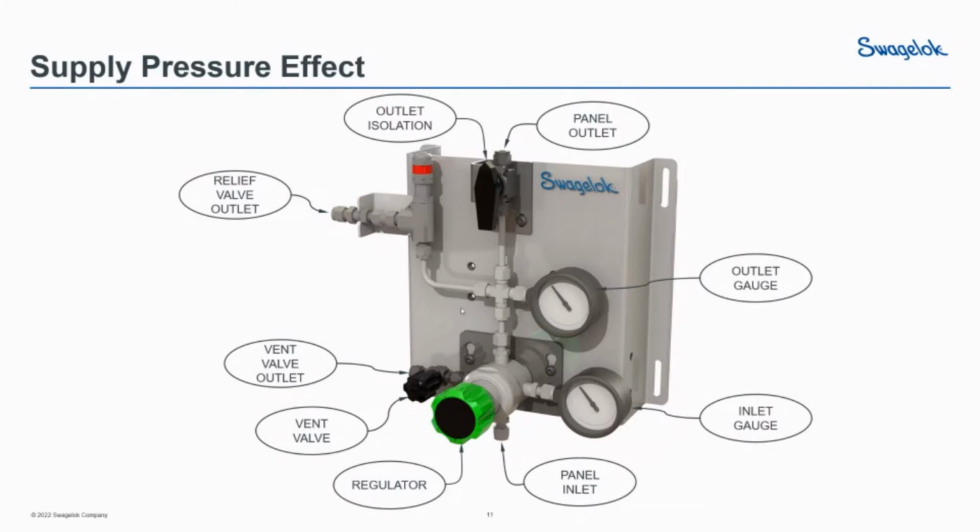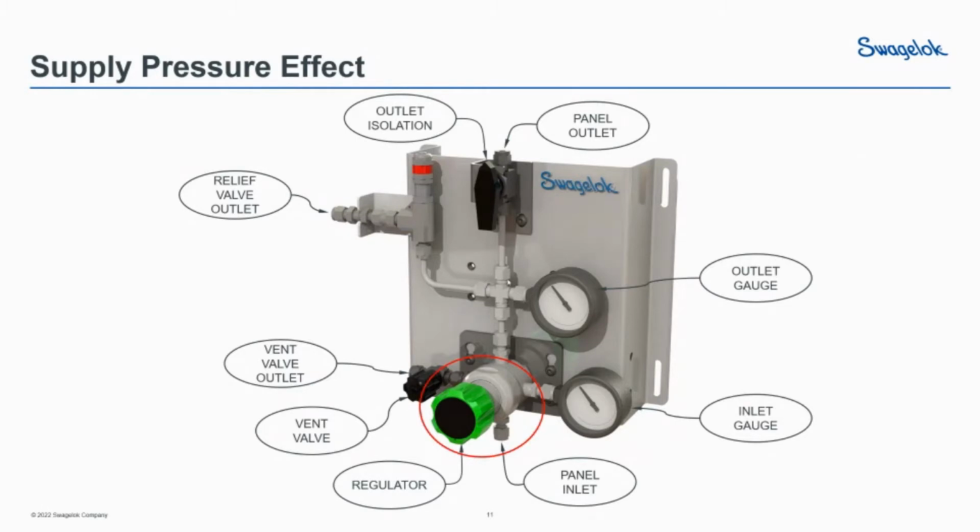You can see an outlet gauge connected to the outlet of that regulator. We've got a relief valve on the left for safety. And we'll go ahead and highlight the regulator there as a reminder that this is in fact a single stage panel. Now, how does the supply pressure effect affect our single stage panel here?